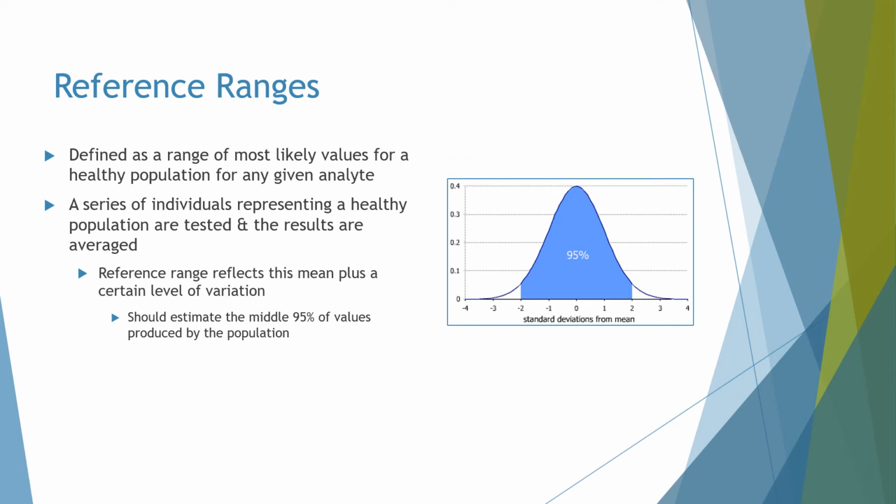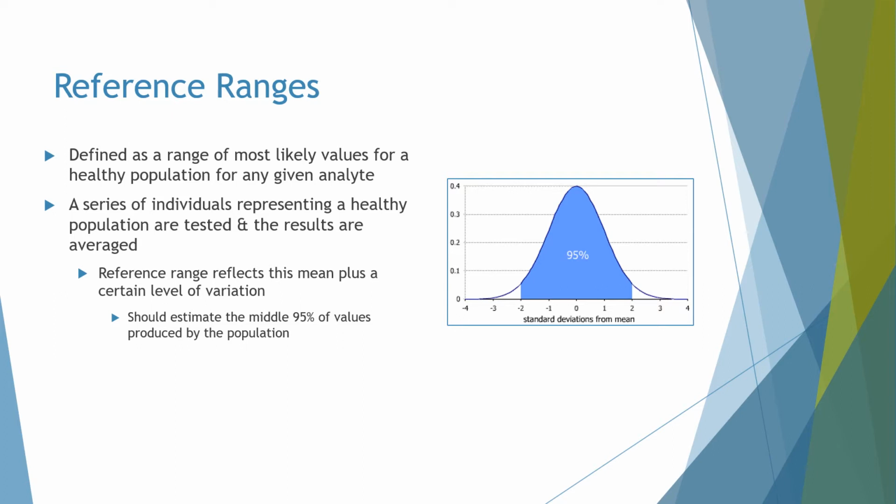Okay, let's move on to reference ranges. Reference ranges are defined as a range of most likely values for a healthy population for any given analyte. Now, to determine this range, a series of healthy individuals are tested and the results are averaged. Then we will determine the standard deviation, and we use this plus the mean to determine the range. And this range reflects a certain level of variation. And the reference range should estimate the middle 95% of values produced by that population. And remember, we're talking about a healthy population here.